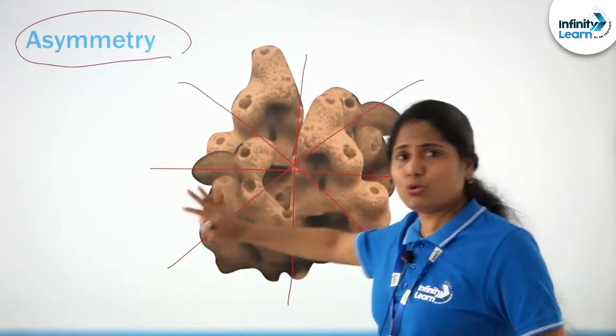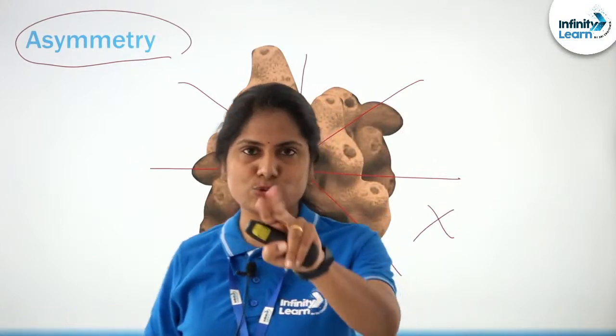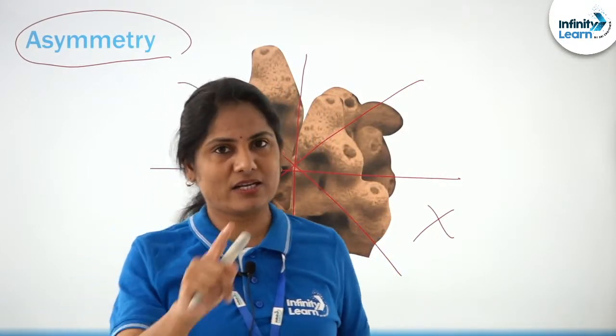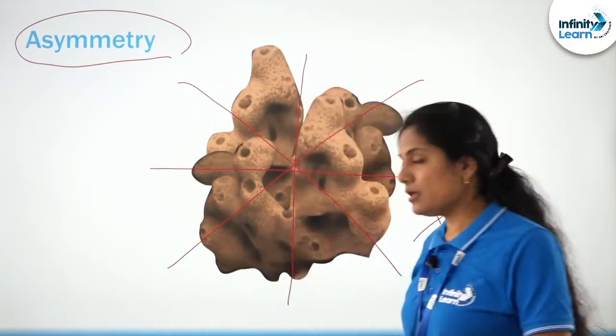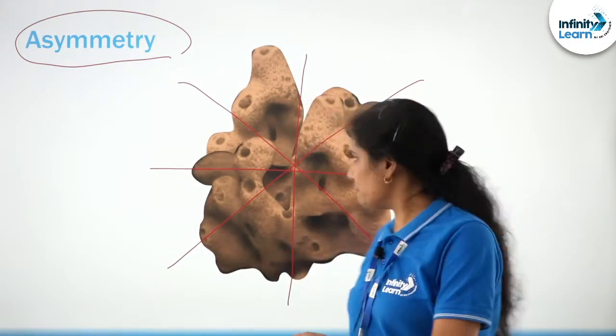So, this is something that you cannot divide the organism into two equal halves, any which way is possible. What are we referring to it as? Asymmetrical. What is the example? Porifera.